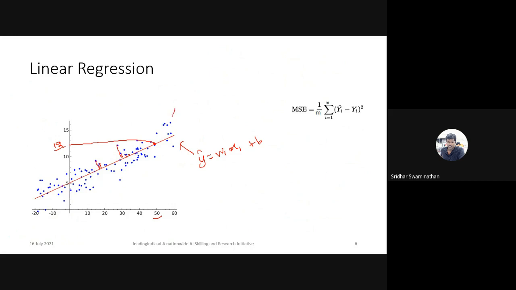So we need to calculate that error for all the samples in your training set. That can be done using a simple method, mean squared error, where you compute the difference between the predicted value and the actual value and you take a square.